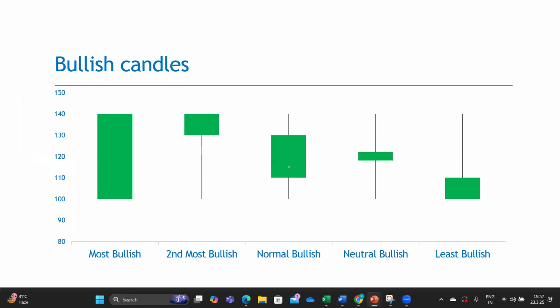Now see the third candle. This is a normal candle which you will see in plenty on a stock.